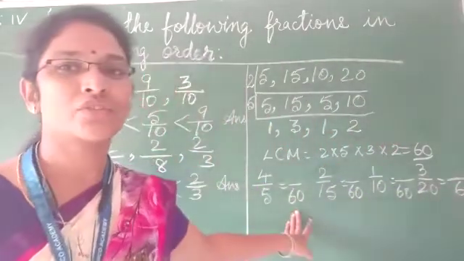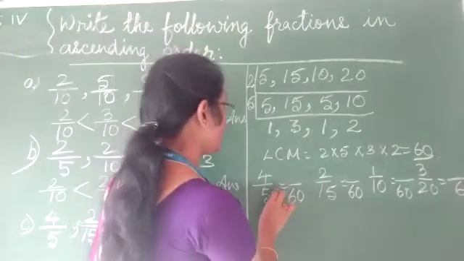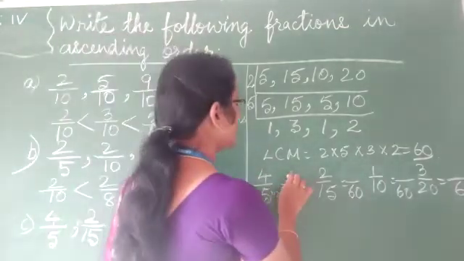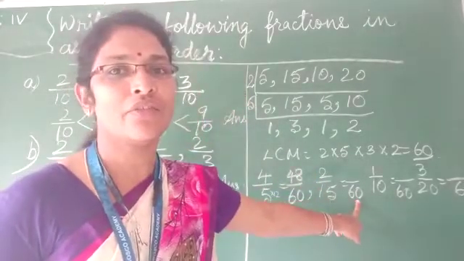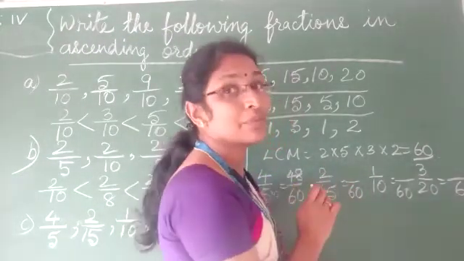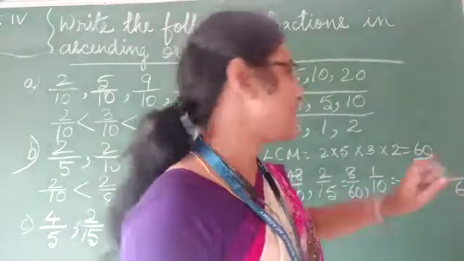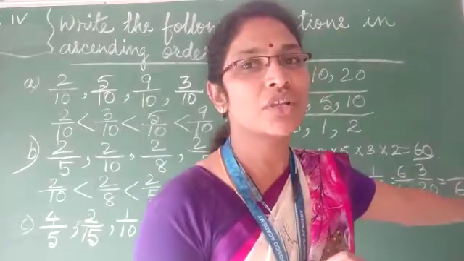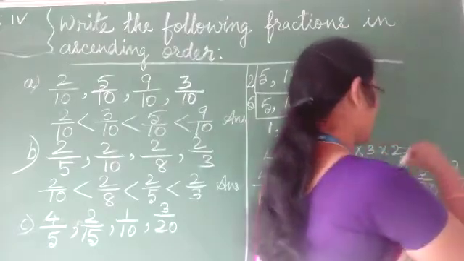How many 5's are 60? We can see 5 12's are 60. We will multiply the numerator also with the same 12. 4 12's are 48. Now, how many 15's are 60? 15 4's are 60. We are going to multiply 2 also with the same 4. 2 4's are 8. Now, how many 10's are 60? 10 6's are 60. Then 1 into 6, 6. How many 20's are 60? 20 3's are 60. So, 3 3's are 9.